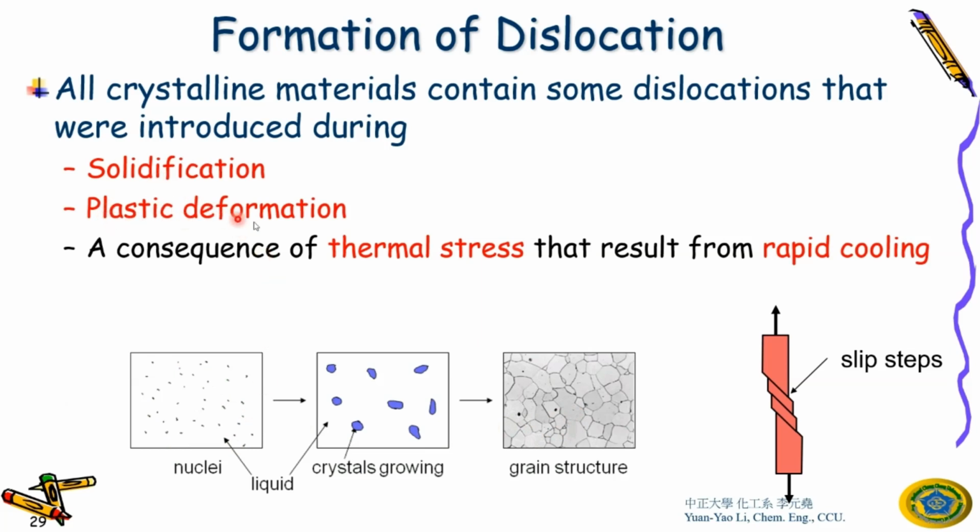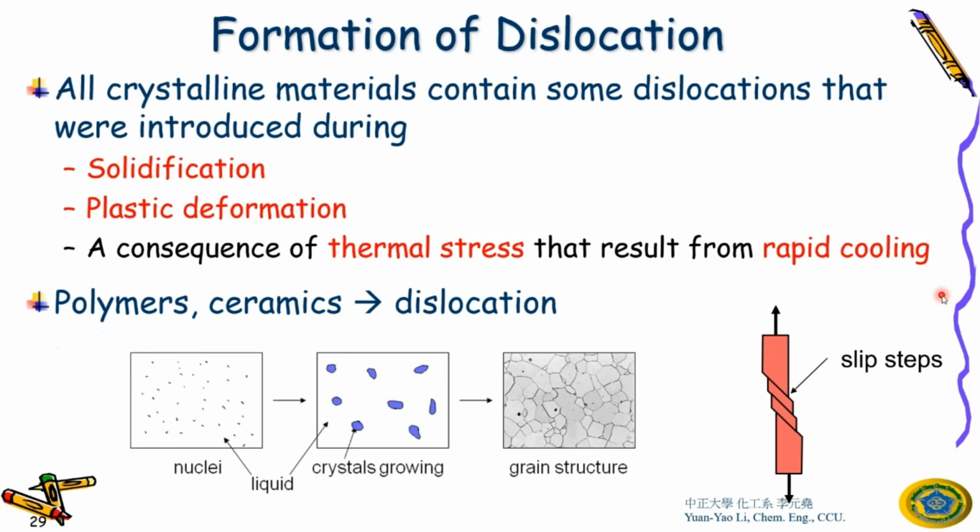The second one is plastic deformation. Plastic deformation means what? You use an external force to pull the metal, and you make the metal deform permanently. That's what we call plastic deformation. Okay, and also the consequences of the thermal stress that result from rapid cooling. So you do the rapid cooling, you make the defects. It can be zero-dimensional, one-dimensional, or two-dimensional defects.